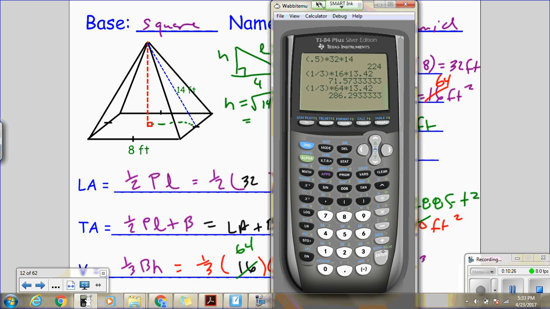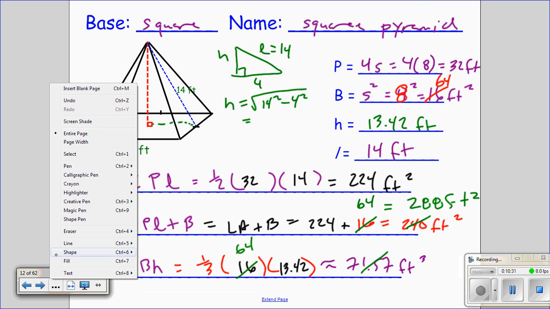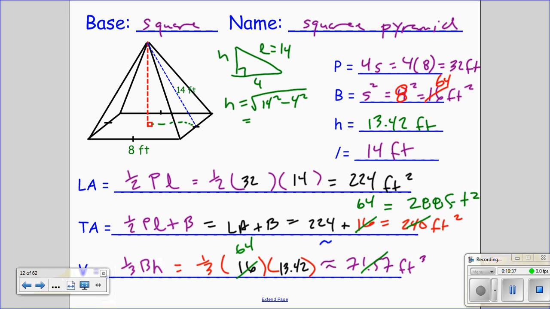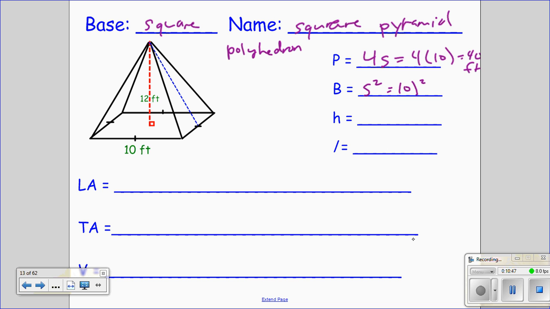So it's 286.29 feet cubed. Okay, back to our example number 2.